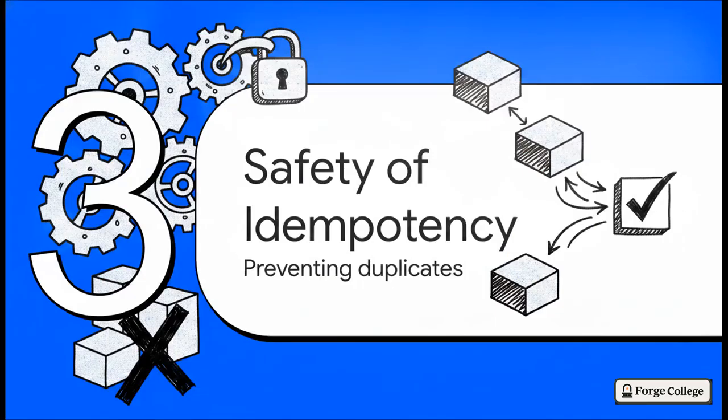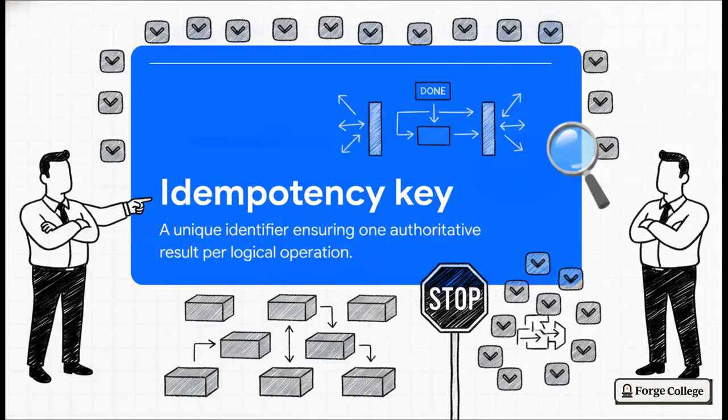Moving right along to section 3, the safety of idempotency. Okay, this right here is the mechanical safety lock of our entire architecture. It is specifically designed to prevent those duplicate transactions we were just worrying about. An idempotency key is just a unique identifier ensuring a single authoritative result per logical operation, regardless of how many times a client retries it.